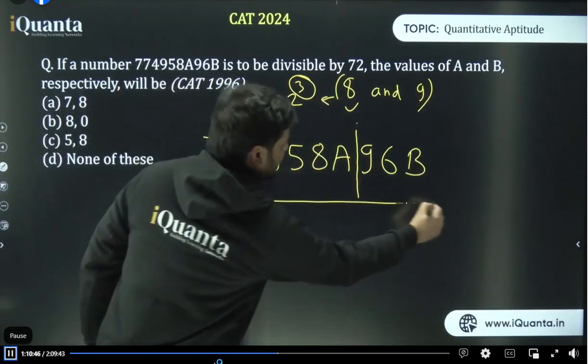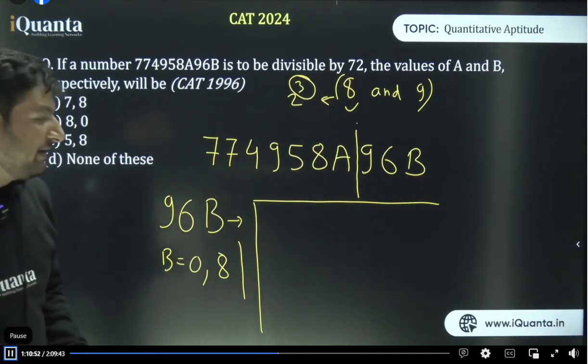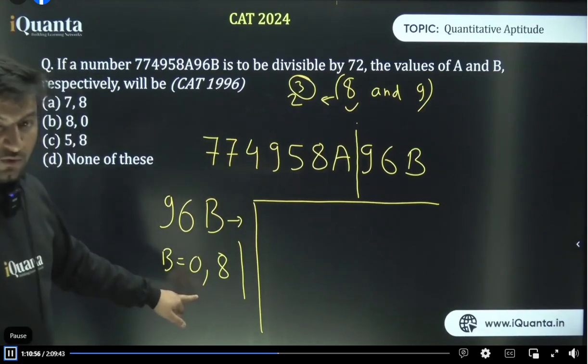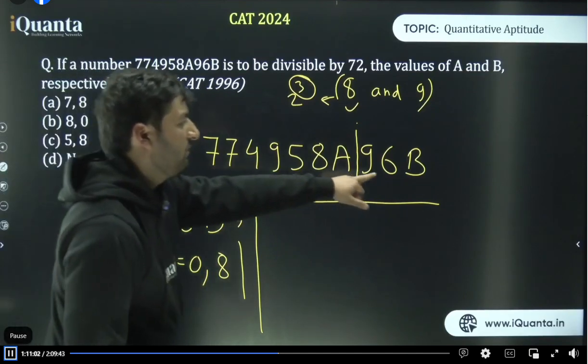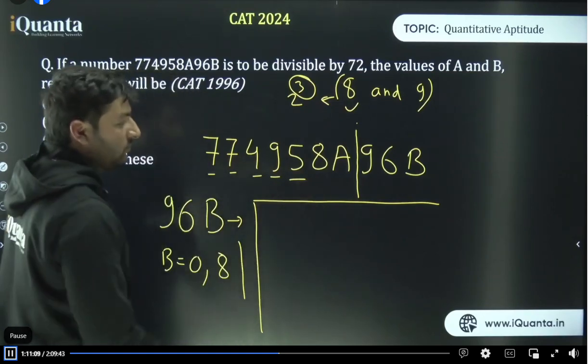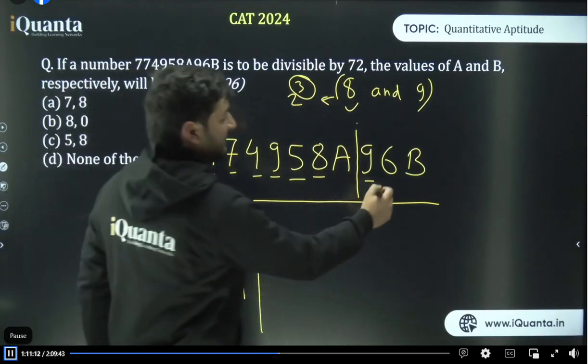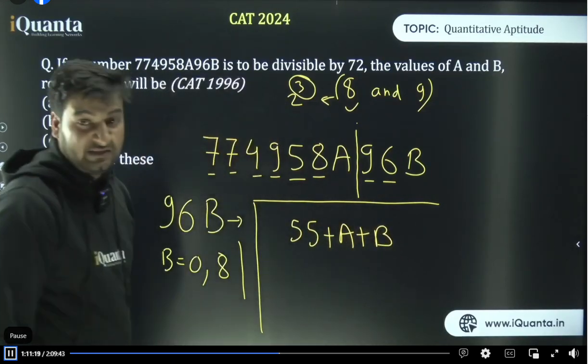Let us come to the second part now, which is divisibility by 9. For divisibility by 9, recall it is sum of digits should be divisible by 9. So what will be the sum of digits? There are 2 cases now, okay? In one case, we'll take value of b equal to 0. In one case, we'll take value of b equals to 8. So what is the sum of all these digits? 7 plus 7 is 14. 14 plus 4 is 18. 18 plus 9 is 27. 27 plus 5, 32. 32 plus 8 is 40. 40 plus 9, 49. 49 plus 6 is 55. So 55 plus a plus b is the sum of all the digits, isn't it?